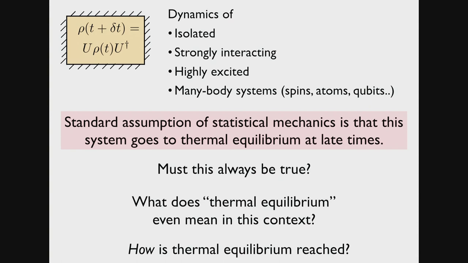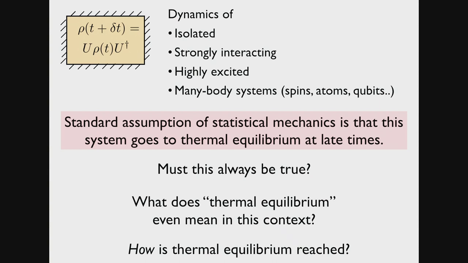But must this always be true, right? Does this system always go to thermal equilibrium? And of course, the point of these lectures is the answer is no, and you get all sorts of new possibilities when this fails. But before we get there, we have to even ask, what does thermal equilibrium mean in this context, okay? And I'll get to how we define equilibration in this context. And then you can ask, okay, when it reaches thermal equilibrium, how is it reached?